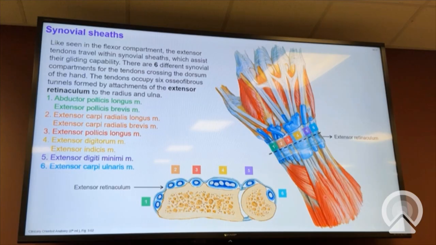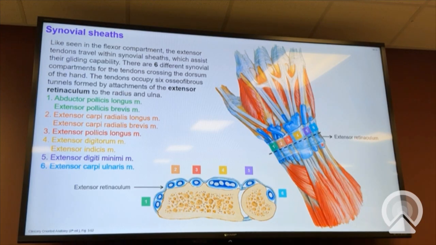Is this where ganglion cysts form? Yes, I think I have it on the slide. Ganglion cysts will pop up back here, and they're usually related to the synovial sheaths that we talked about in the last lecture. So yes, you predicted the future. Excellent.